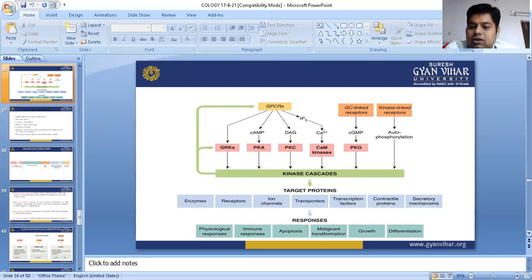What kind of responses do we get from these targeted proteins? Physiological response, immune response, apoptosis means cell death, and malignant transformation, which means the cell is unable to stop, multiplies and differentiates all over the body, and gets the property of regeneration in the body, along with growth and differentiation.